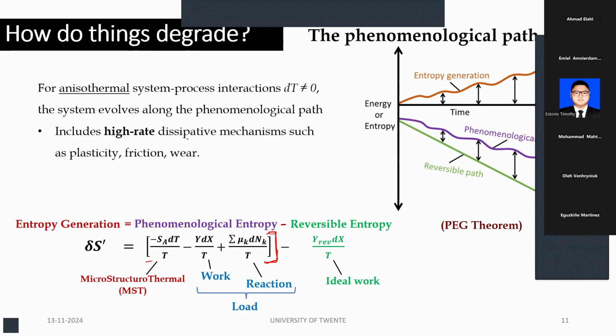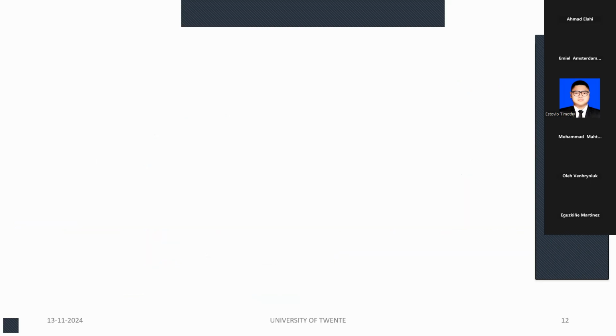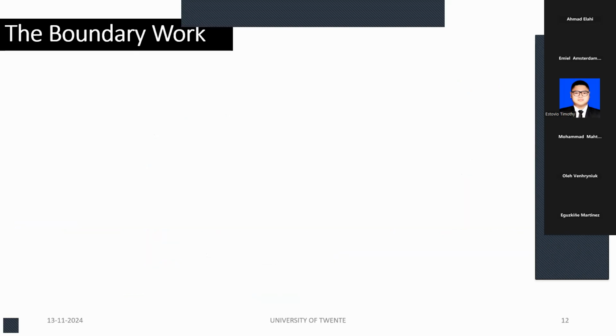All right, so when you have, like what we're saying for most systems, most real world applications, temperature change is not 0. And for those cases, this term here cannot be neglected, the first term here. And so for those systems, you want to include your change in temperature, the MST term, the macrostructural thermal term. And that would include all high rate dissipating mechanisms, including plasticity, friction, and wear, which are very critical for us in the area of tribology.